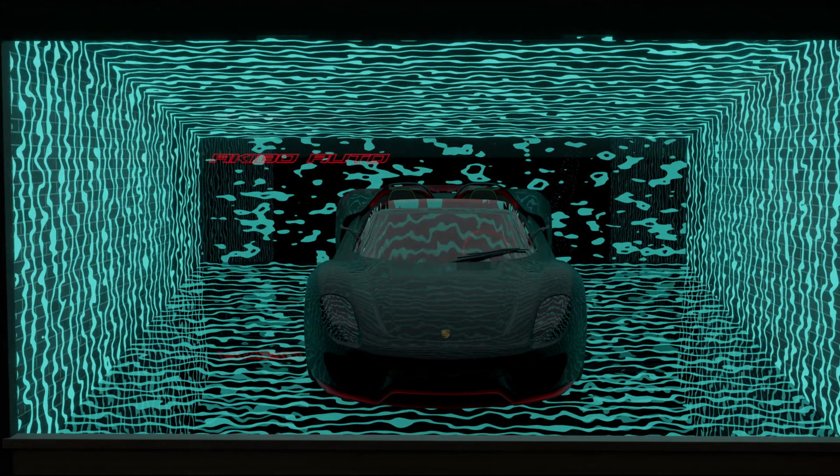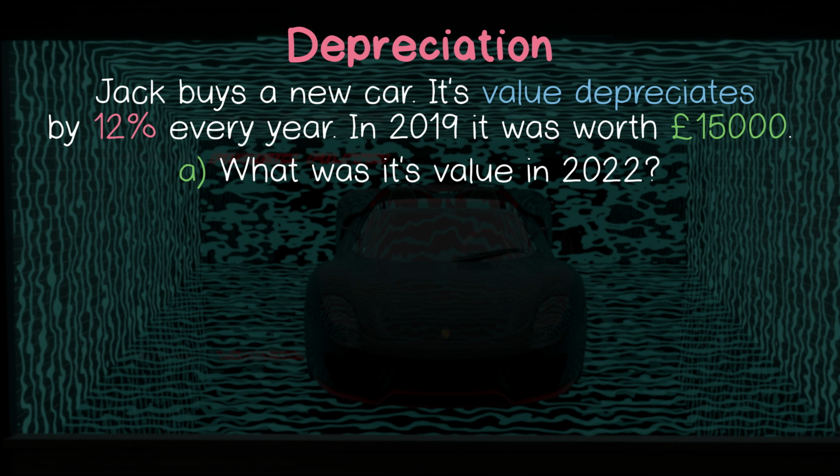Our final business is Akibo Auto, a car dealership that specialises in luxury cars. The problem with buying expensive or brand new cars in general, other than them being expensive in the first place, so probably unaffordable, is that their value can reduce so quickly. In this problem, the value of Jack's car depreciated by 12% every year from 2019 to 2022, so 3 years, meaning we need to find its value after 3 years.